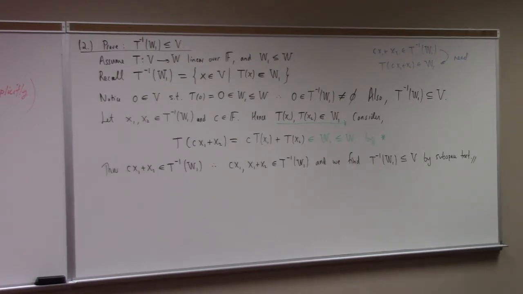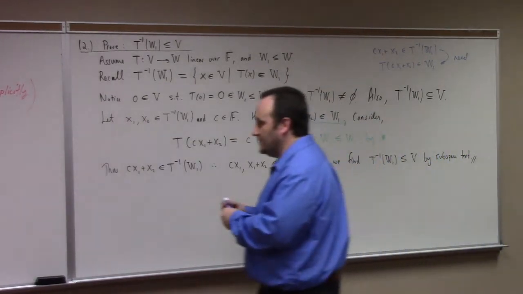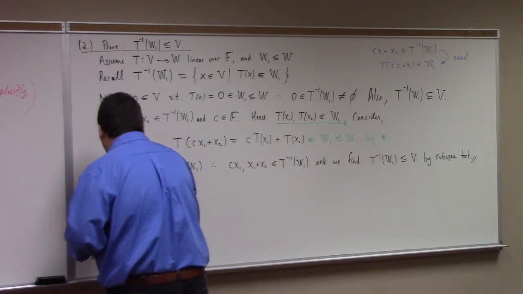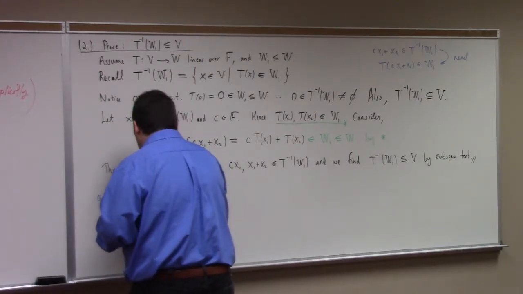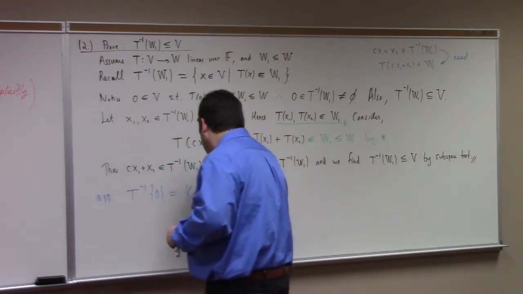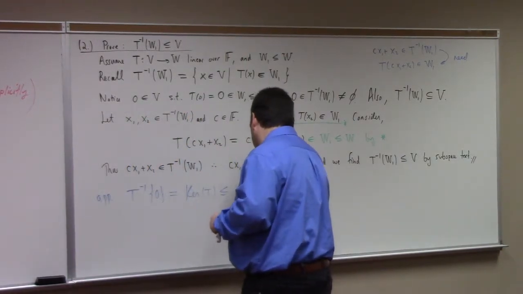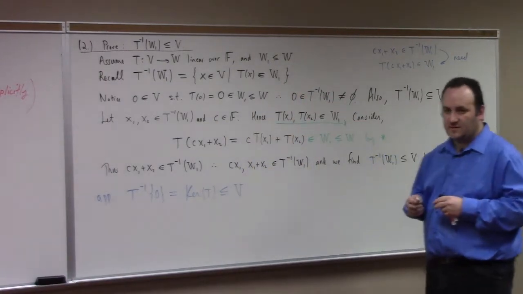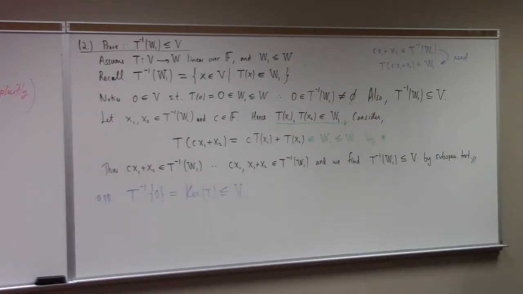Okay, so fine, great. What's the principal application of this? T inverse of 0 is the kernel of T. That's a subspace of V. Kernel of T is a subspace of V because 0 is a subspace of W. The inverse image of the 0 subspace is called the kernel. And we've learned the kernel is very important. If the kernel is 0, that means that the linear map is injective. It's one-to-one.